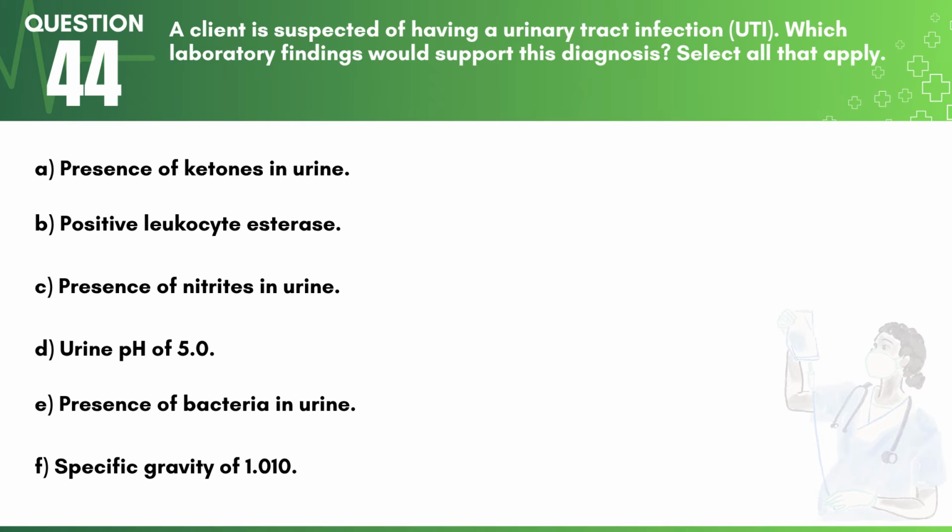Question 44. A client is suspected of having a urinary tract infection, UTI. Which laboratory findings would support this diagnosis? Select all that apply. A. Presence of ketones in urine. B. Positive leukocyte esterase. C. Presence of nitrites in urine. D. Urine pH of 5.0. E. Presence of bacteria in urine. F. Specific gravity of 1.010.